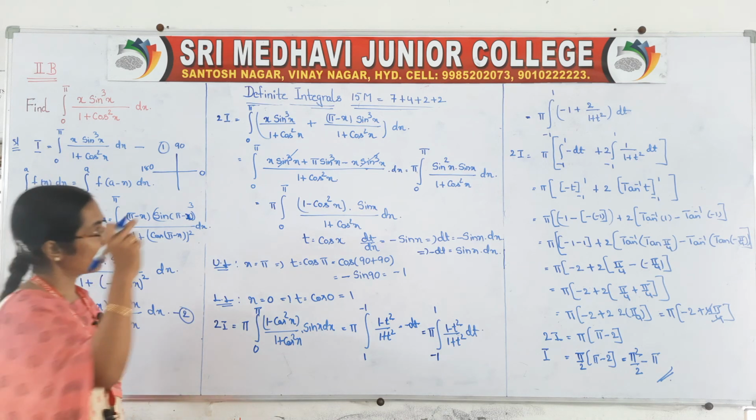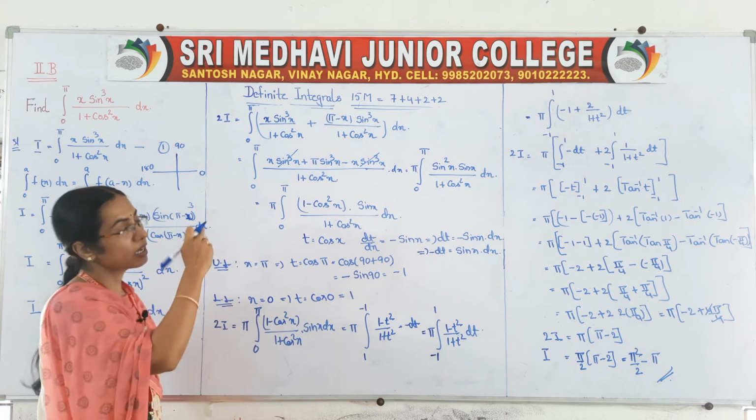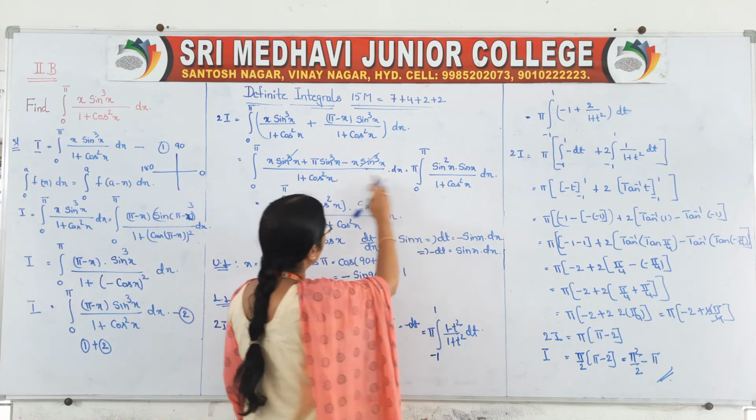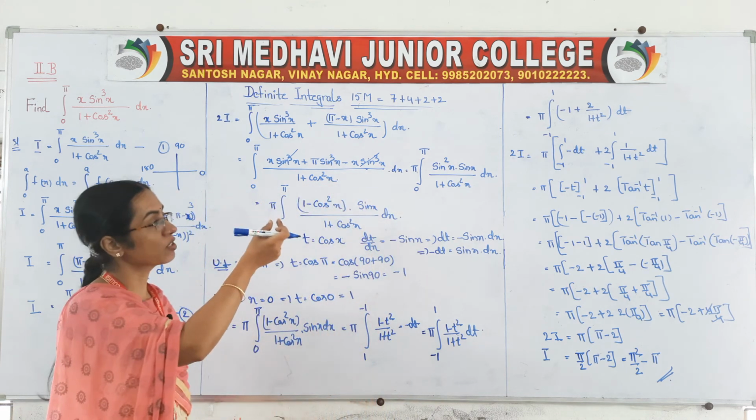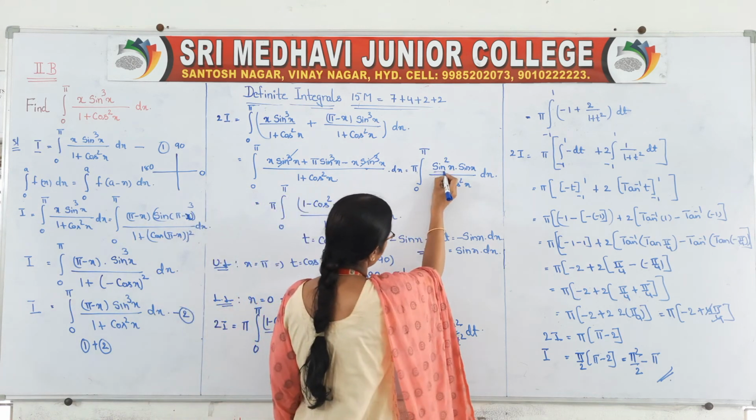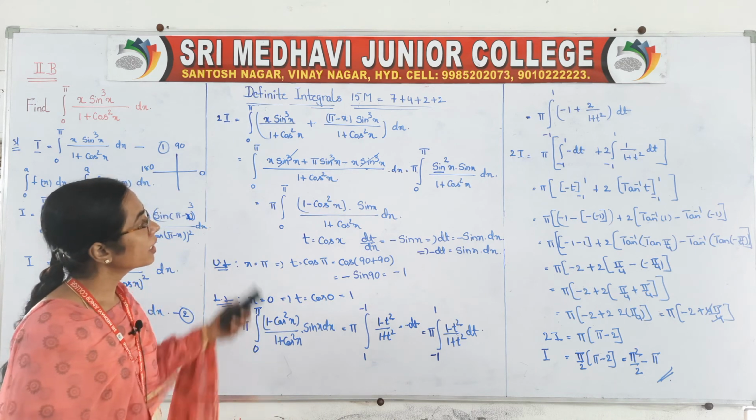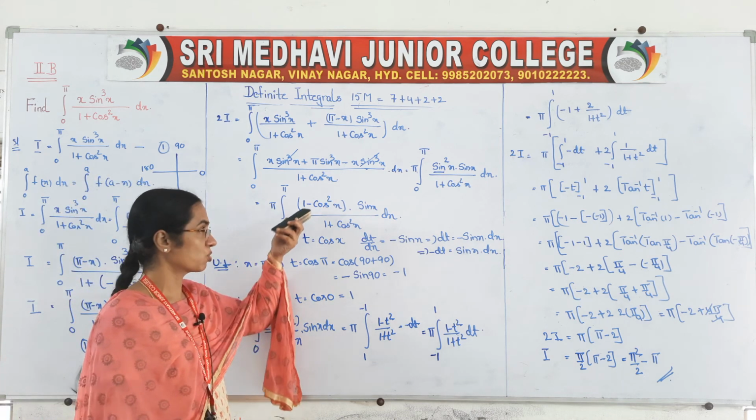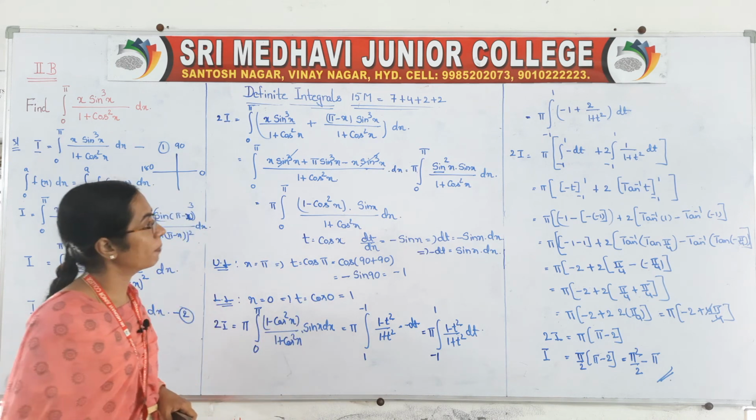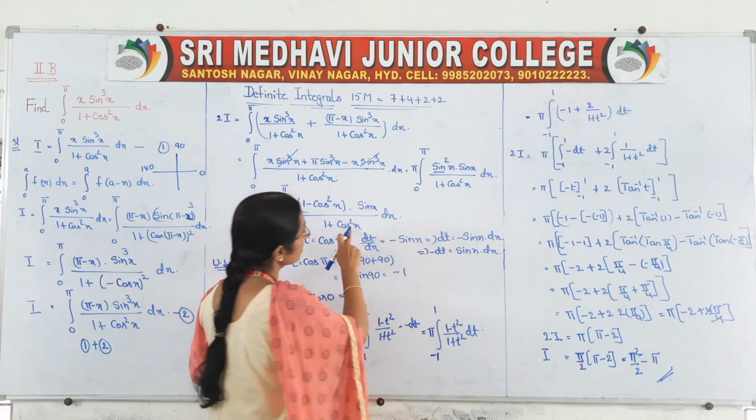After that, we will have pi into sine cube x by 1 plus cos square x. Pi is constant, and whenever a constant is there, we write it outside. Sine cube x can be written as sine square x into sine x. In sine square x, we can take 1 minus cos square x. Why are we doing this? There is no direct formula, so slowly we want to reduce this into our standard formula form. So, 1 minus cos square x into sin x by 1 plus cos square x.